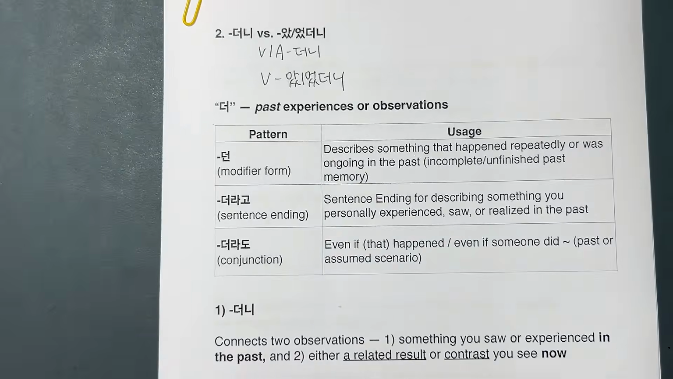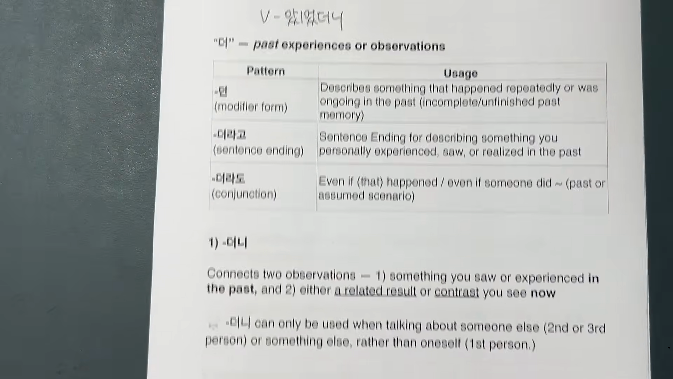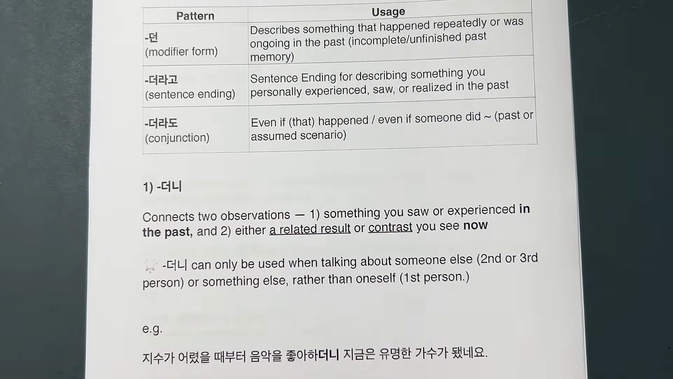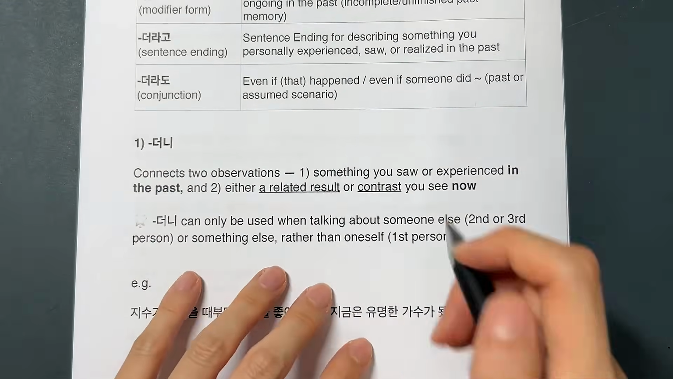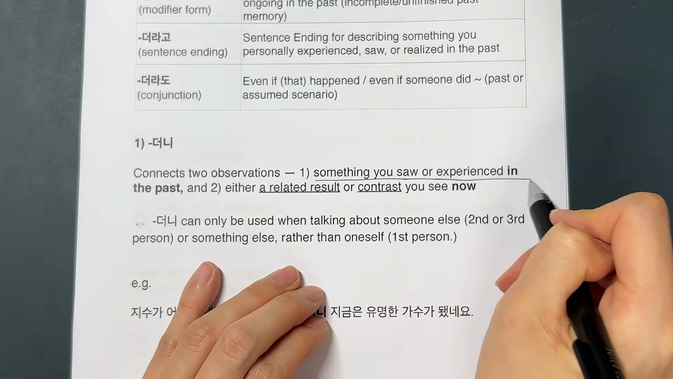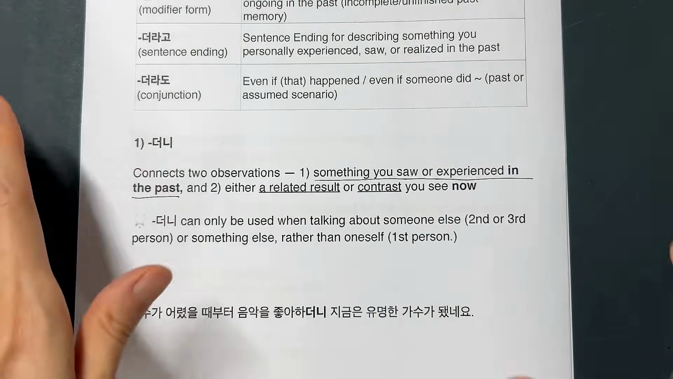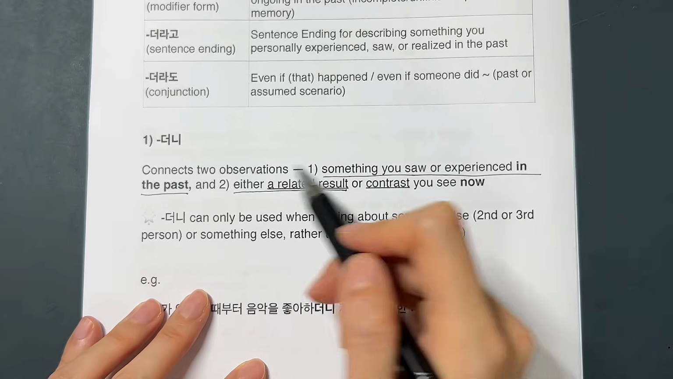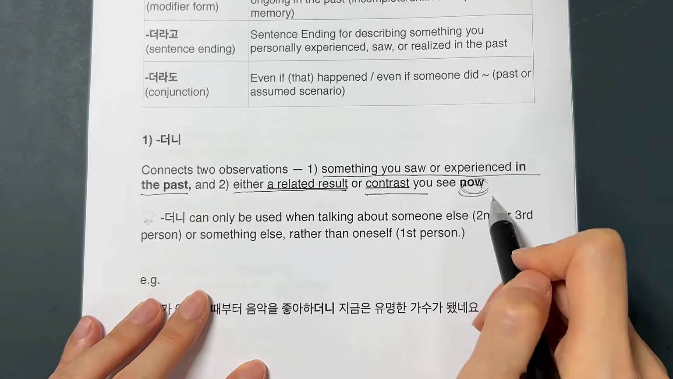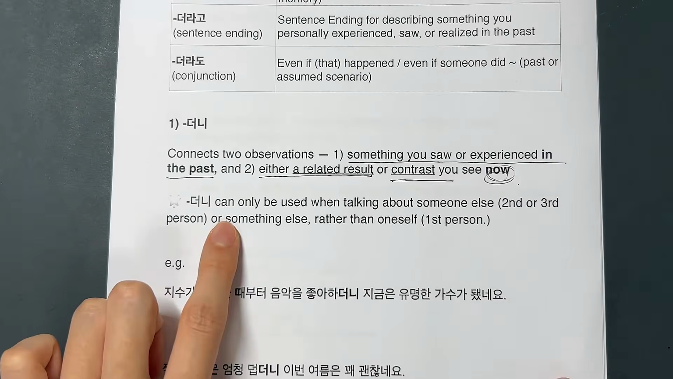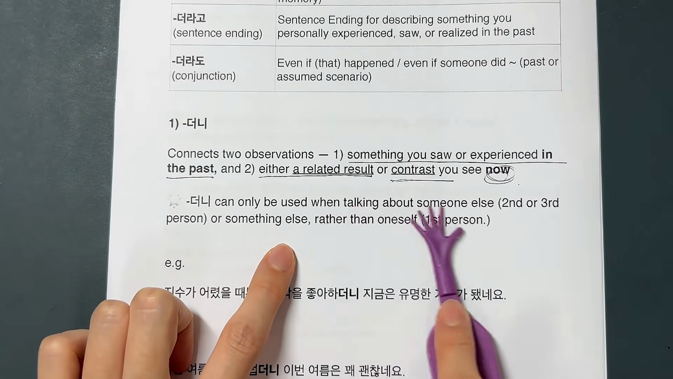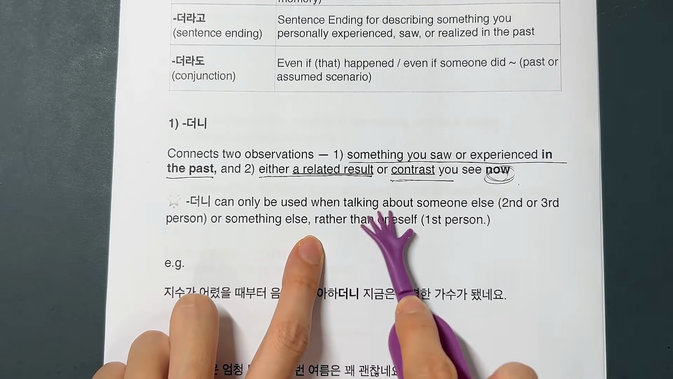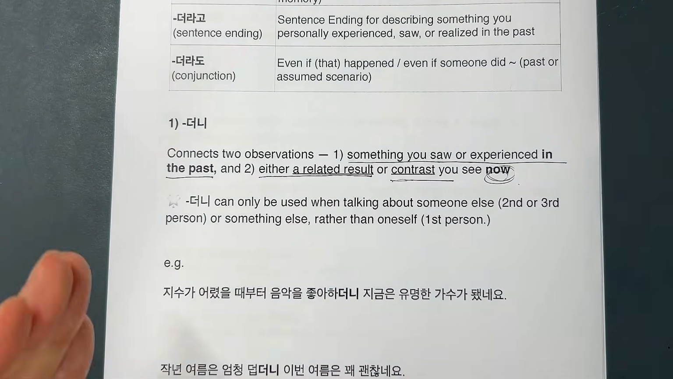And let's move on to the differences in meaning. So starting with 더니. How 더니 can be used is that it connects two observations. In the first clause, you include something you saw or experienced in the past. And in the next clause, you talk about a related result to that or the contrast that you see now. One important point about 더니 is that it can only be used when talking about someone else or something else, and it's very rarely used with oneself, the first person subject like I or we.